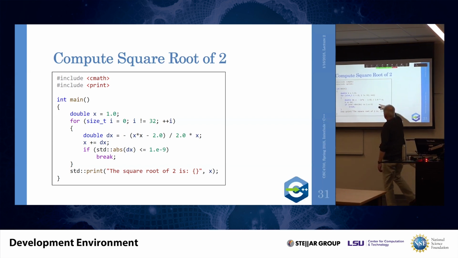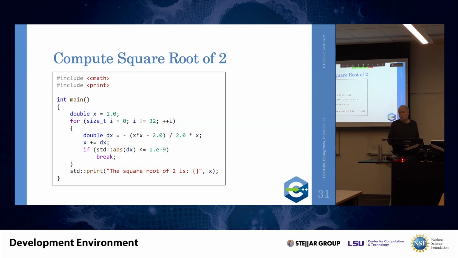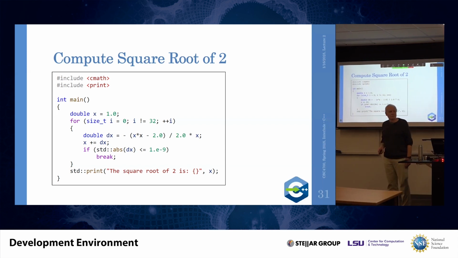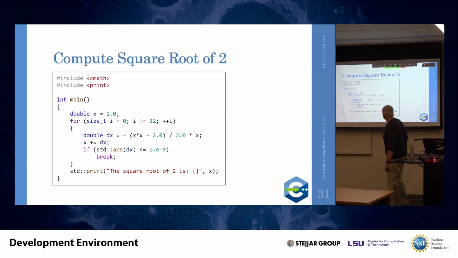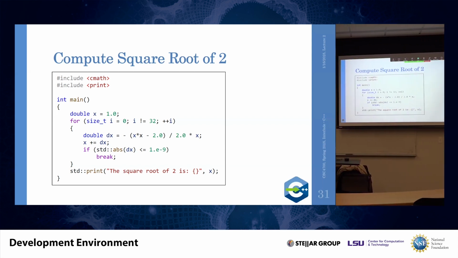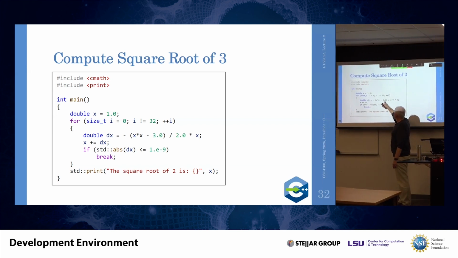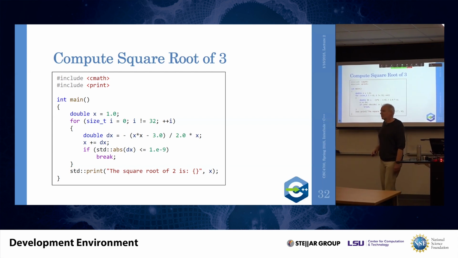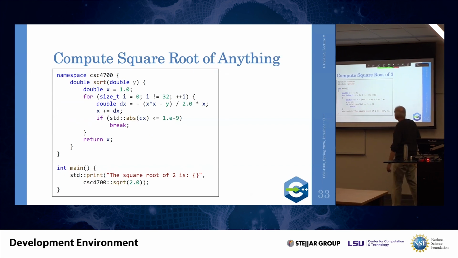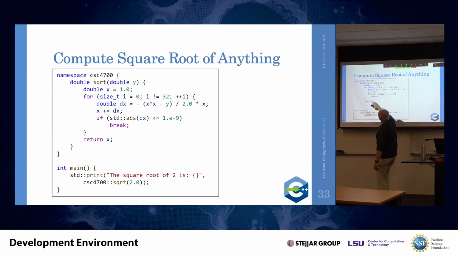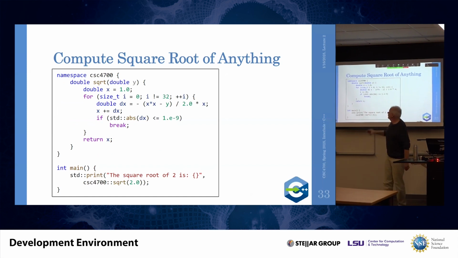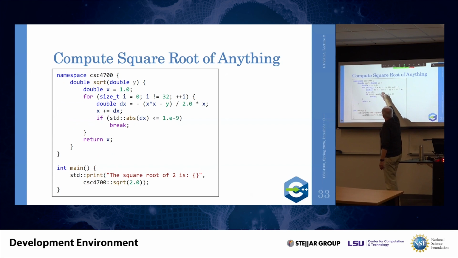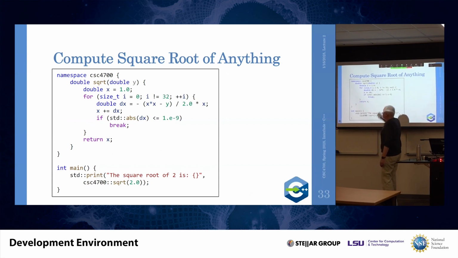Now, this is square root of 2. Let's compute square root of 3. What will change? What do I have to do in order to compute square root of 3 instead of 2? Well, the only thing that changes is this number, right? So it's a perfect candidate to create a function. So let's create a function out of it, where we move this code we had in the main into its own function and give it an argument, y in this case, and just the very same code, and use that function instead of our constant value.